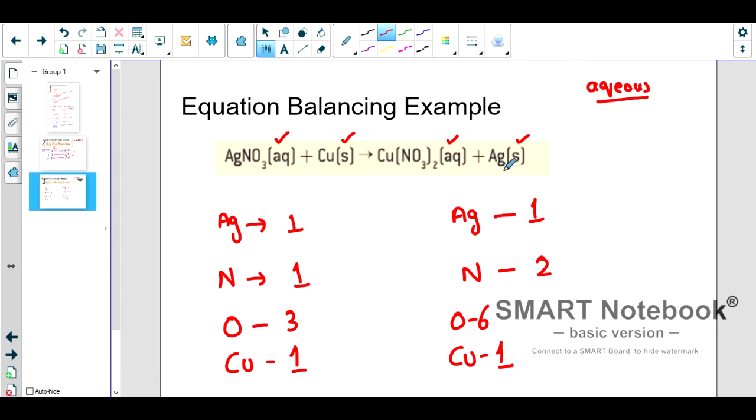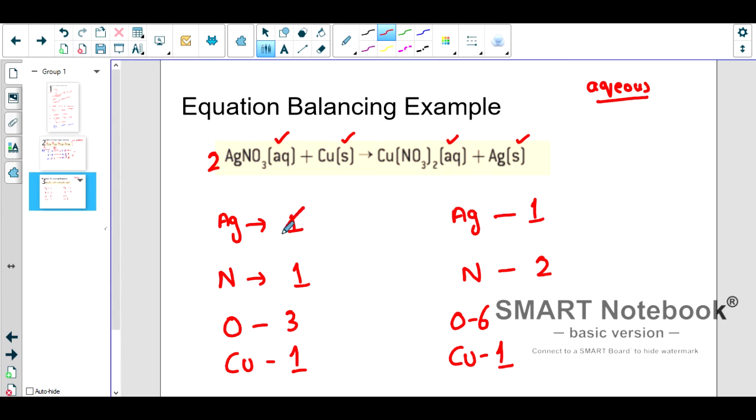Again we have the benefit that Ag is alone, copper is alone, so we can take this advantage. See, these are not the same, so they are not balanced, and we have to balance it. We have 1 nitrogen here, we have 2 nitrogens here, so we have to times it by 2. When we times it by 2, it will change a lot of things. It will change Ag, N, and oxygen also.